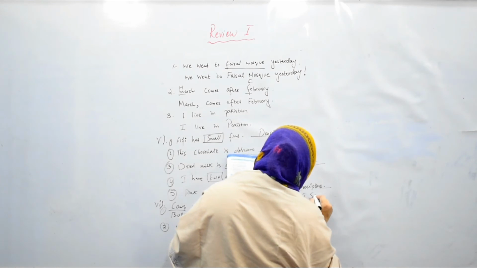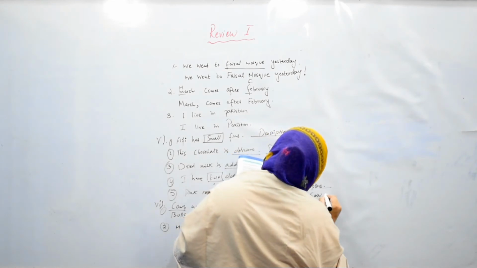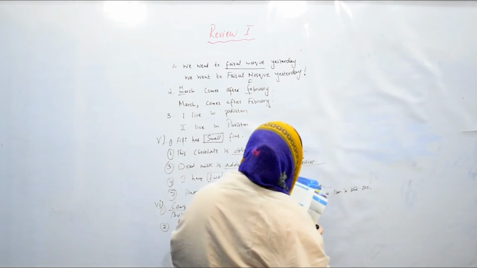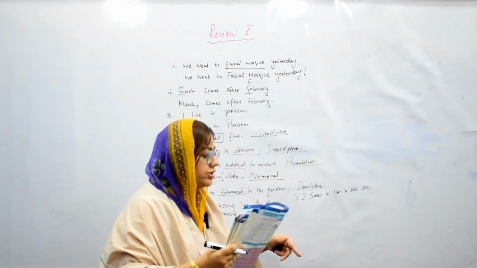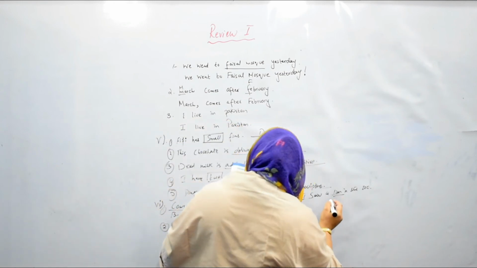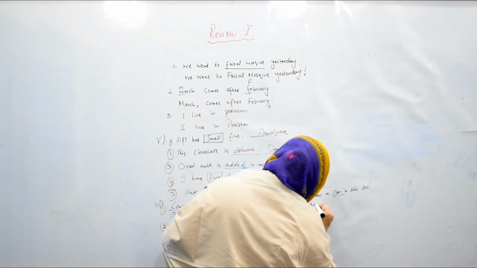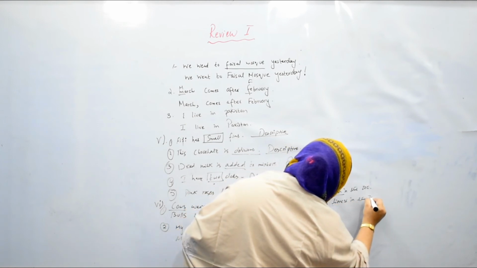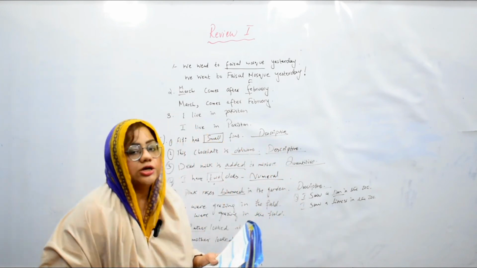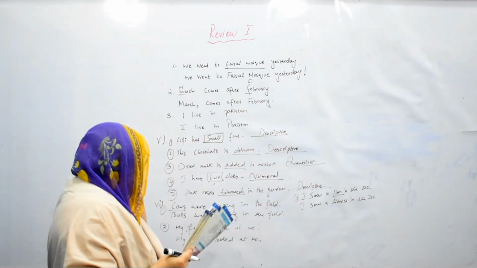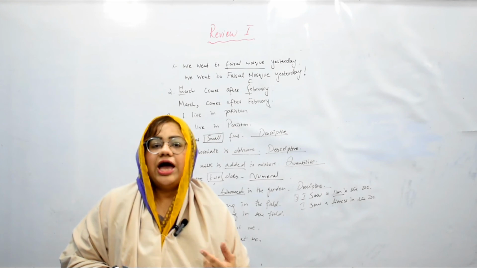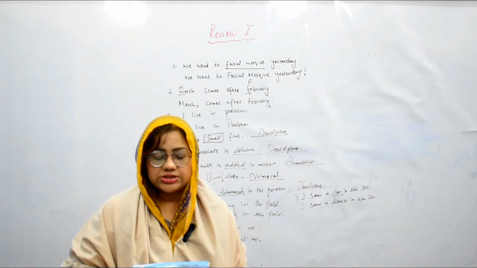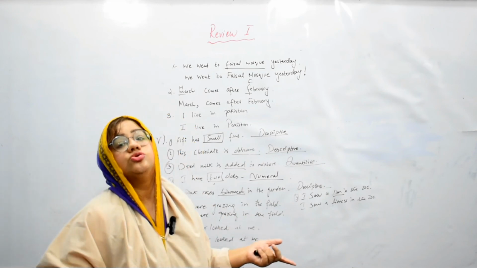I saw a lion in the zoo. What is the gender of lion? Obviously, lioness. I saw a lioness in the zoo. So, students, in this way, we can change the gender, and by changing the gender, we can change the whole meaning of the sentence. So, I have done it for you. Please do practice at home.